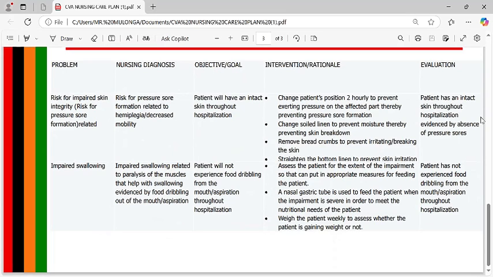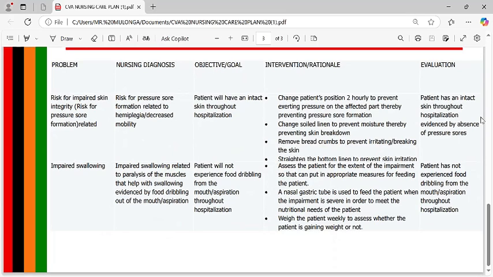Then the last part is evaluation. Evaluation: patient has intact skin throughout hospitalization, evidenced by absence of pressure sore formation. So the patient has intact skin, meaning there are no pressure sores. What is the evidence? The evidence is that we have not seen any form of pressure sore formation.